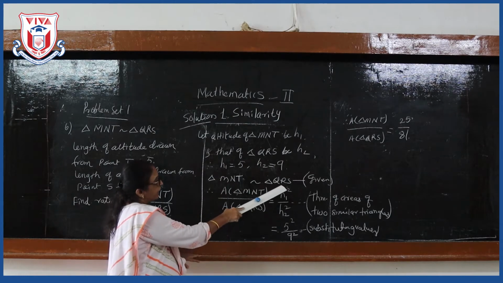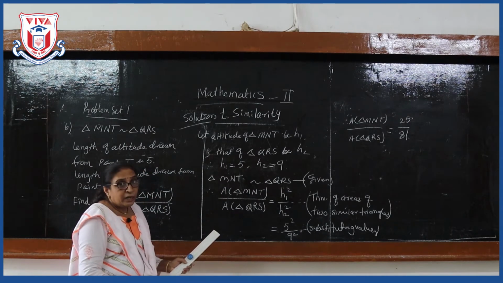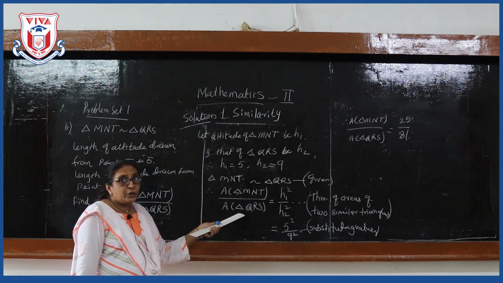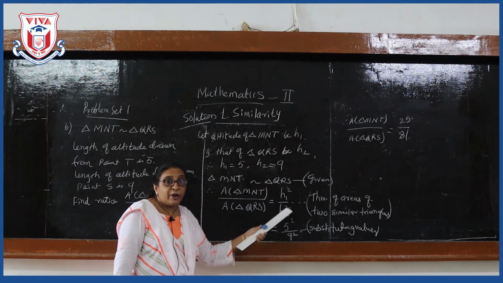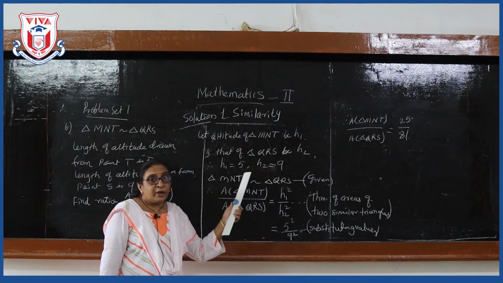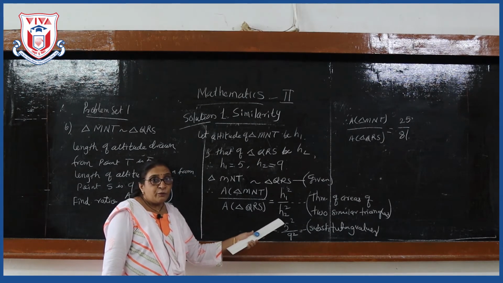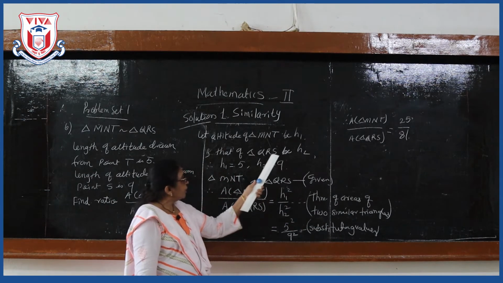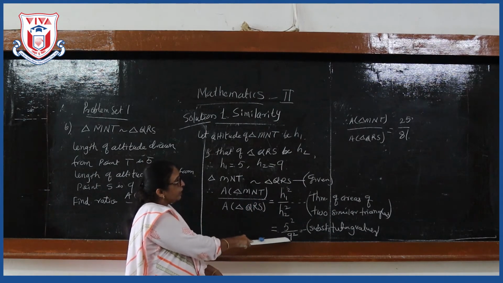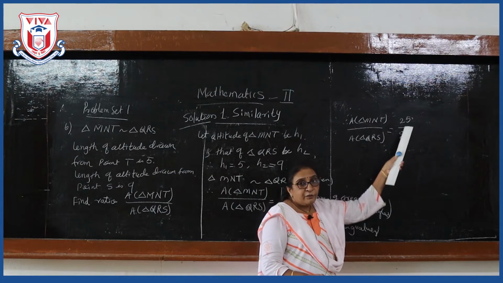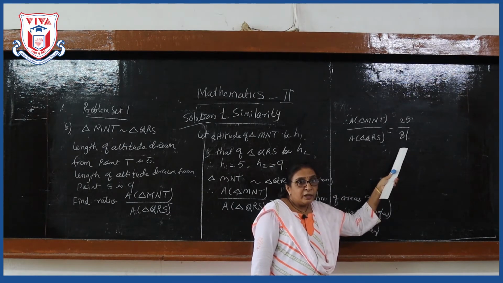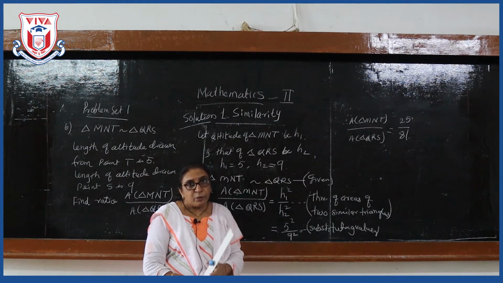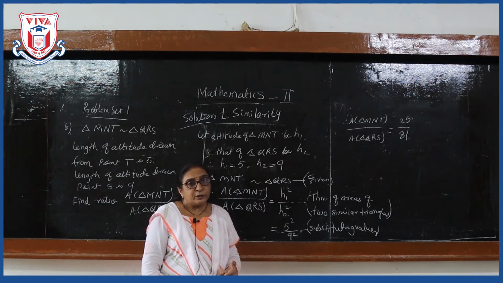As triangle MNT is similar to triangle QRS, you can write the ratio that area of triangle MNT upon area of triangle QRS is equal to H1 square upon H2 square. That means the square of their corresponding heights. So 5 square upon 9 square. That is substituting values which are given to us. So by solving the squares, this ratio we get is 25 upon 81.